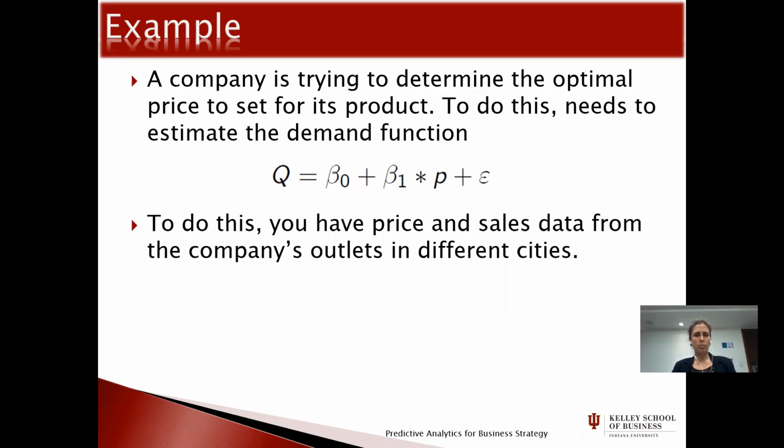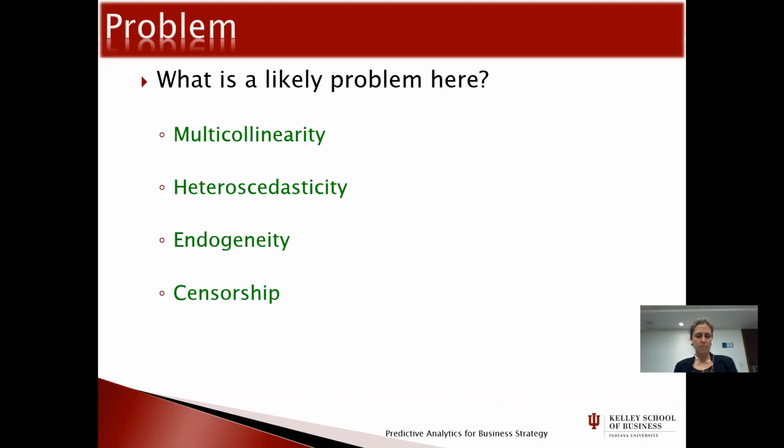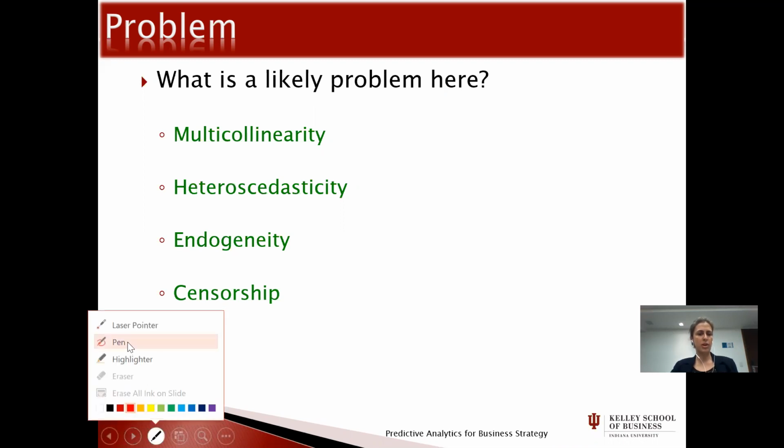We collect data on prices and quantities, and we start with a very simple regression model. The simplest kind of model we can think of is to just regress quantities on prices. When we run the regress command, we get a coefficient that is around 1, significant. The problem is that this regression is too simple to be true. So what is the problem that this regression has?